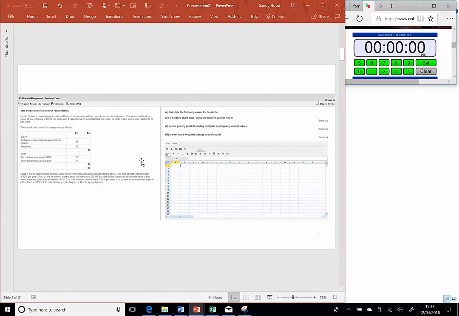And most importantly, over on the right-hand side, you can see that there's an Excel spreadsheet. And we're going to look at this question as if it was in the computer-based exam. So we're going to use the Excel spreadsheet.